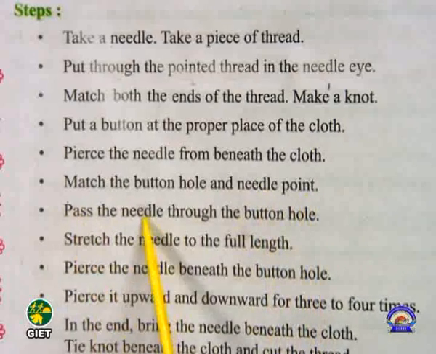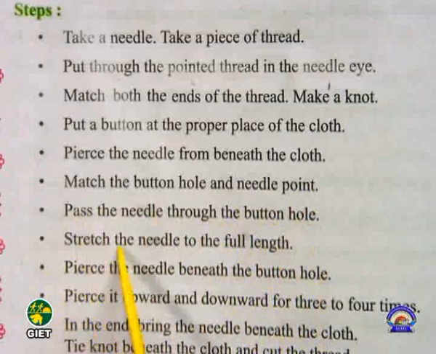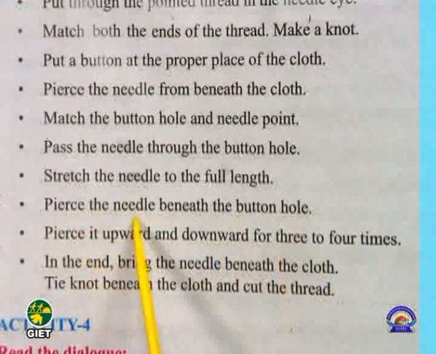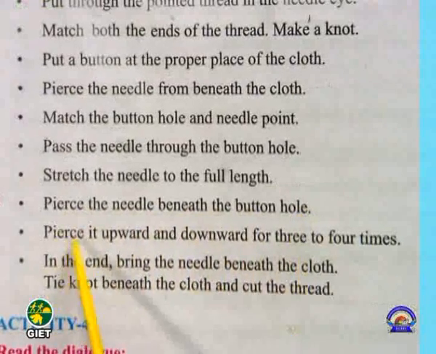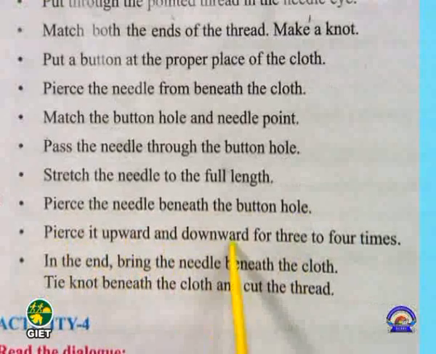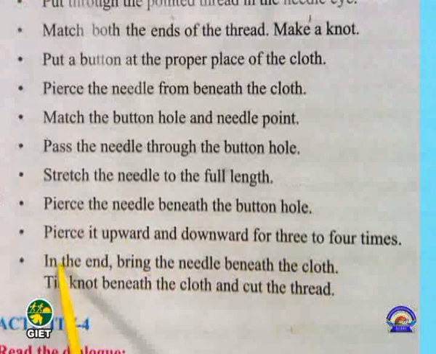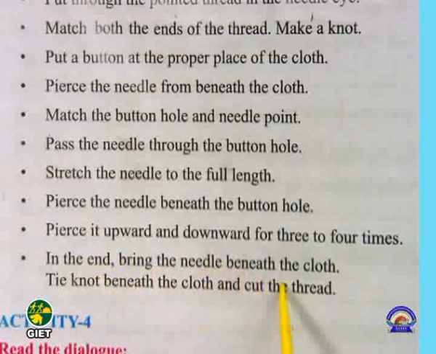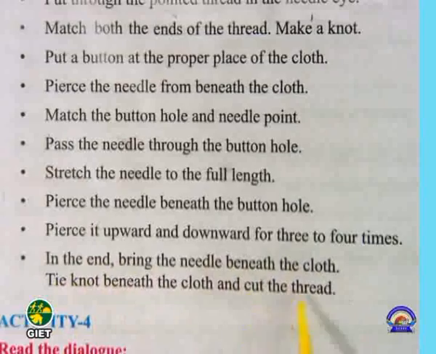pass the needle through the buttonhole, stretch the needle to the full length, pierce the needle beneath the buttonhole, pierce it upward and downward for 3 to 4 times. In the end, bring the needle beneath the cloth, tie knot beneath the cloth and cut the thread.